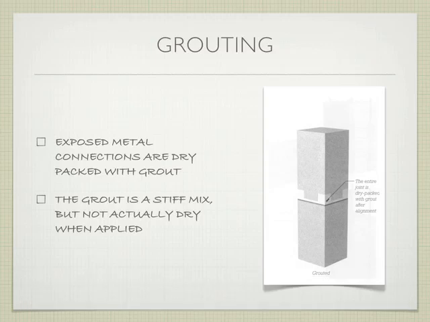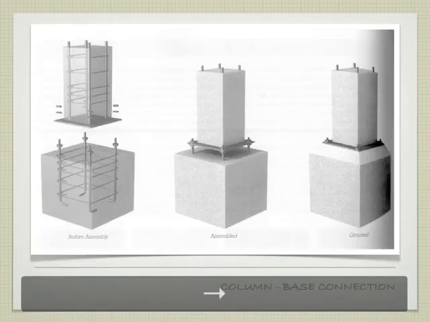We already talked about the topping compound joining slabs together. So grouting is basically saying that exposed metal connections are dry packed with grout. That's not to say that the grout is dry. It just means that it has very little water in it, so it's really, really stiff. But it's called dry packing. So the idea here is that we have a metal connection and we're covering it up with this grout. We're packing that in around that metal connection.